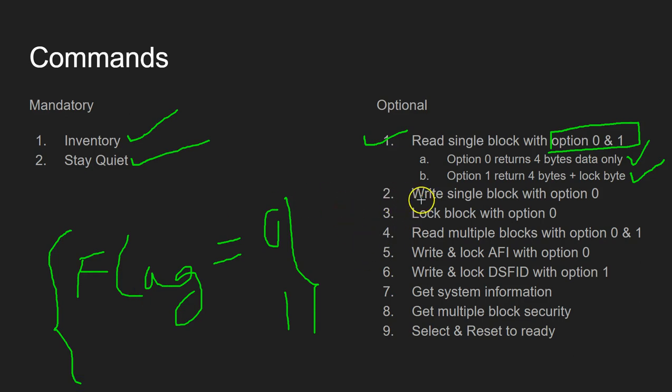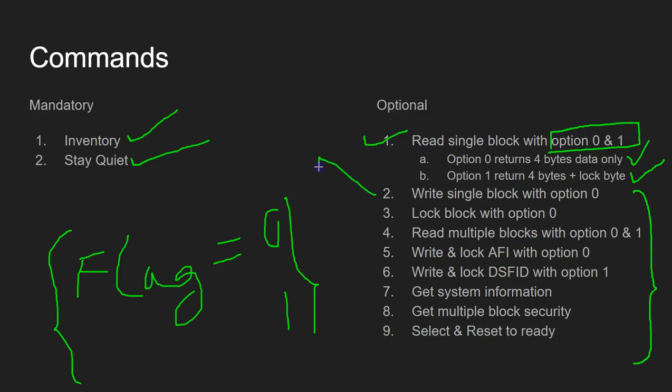So the next thing is the write single block. You have to be very careful when you look at these commands in the datasheet. I'm sure most datasheets will tell you whether the command works with option 0 or option 1. In this SLI datasheet, it says the write single block works only with option set to 0. It doesn't work when option is set to 1.